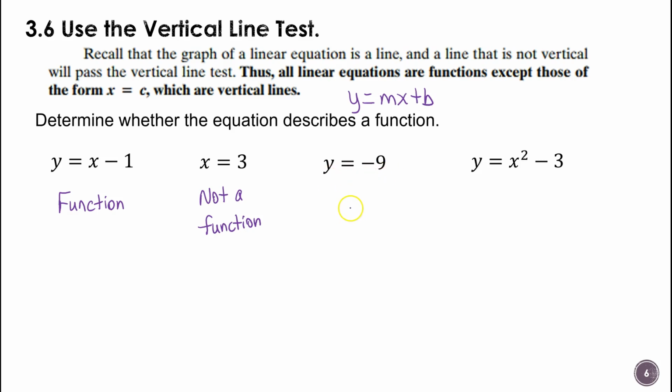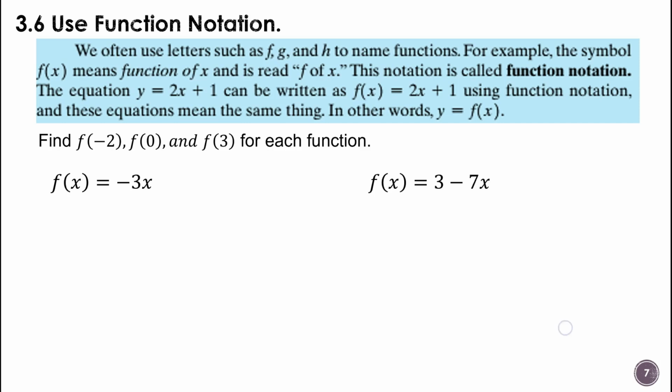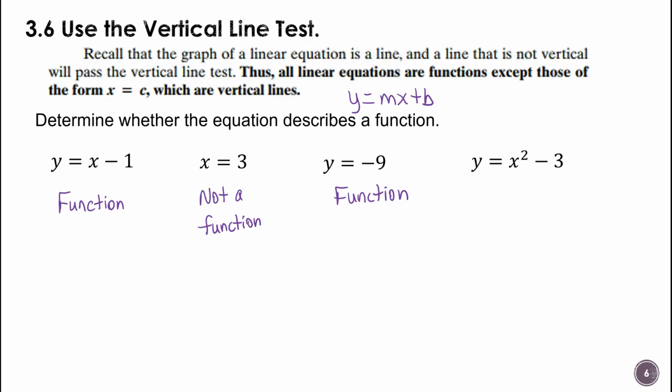y equals -9 is a horizontal line, so it is a function. And then y equals x squared minus 3. Now this one's a little trickier because you might have to check out some ordered pairs. This is not a linear equation, but this makes a parabola that opens up, so this one is a function. What you might have to do is just graph some ordered pairs to see what's going to happen.